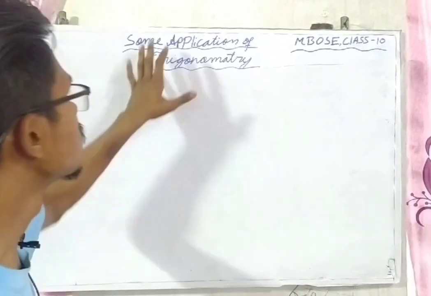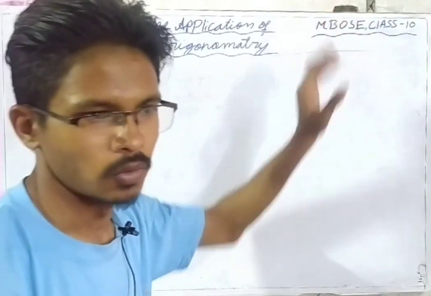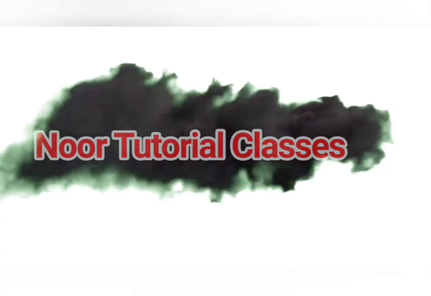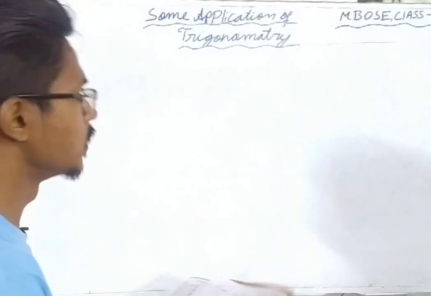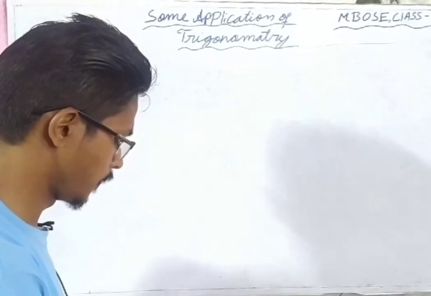Today I'm going to do some application of trigonometry of class 10 MBOSE. Let's start the question. The first question is, a tower is 100 root 3 meter high. Find the angle of elevation of its top from a point 100 meter away from its foot. So let me first draw the diagram.